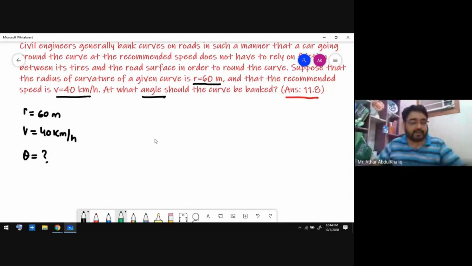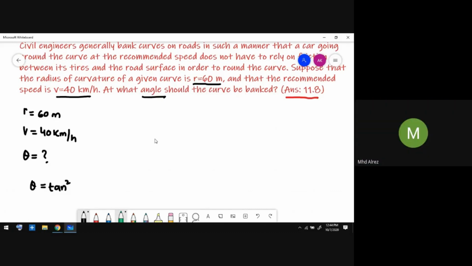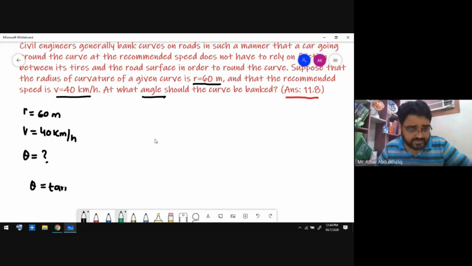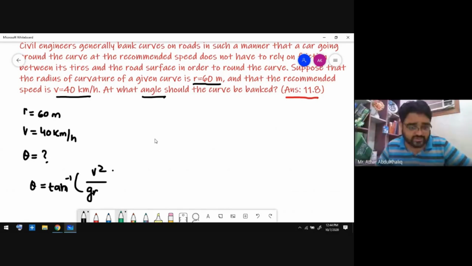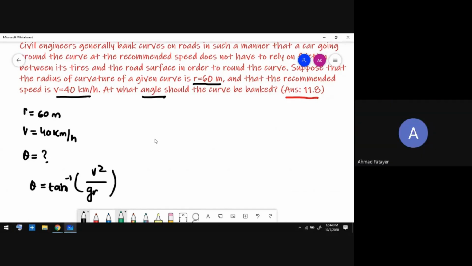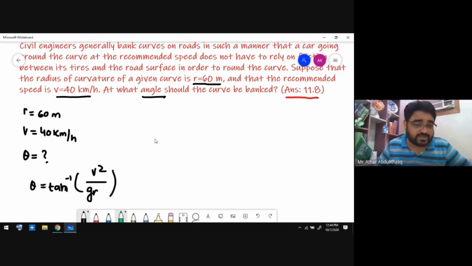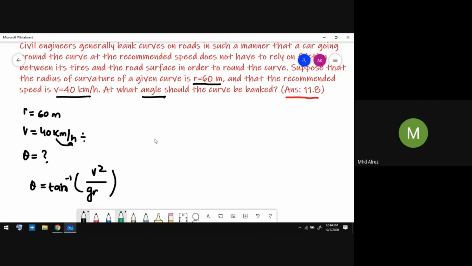Mamoon, can I ask you, what was the formula? Do you remember? Theta is equal to tan inverse of v square over g r. Before we substitute kilometers per hour, how will we convert into meters per second? Divide by 3.6. It's 11.11.